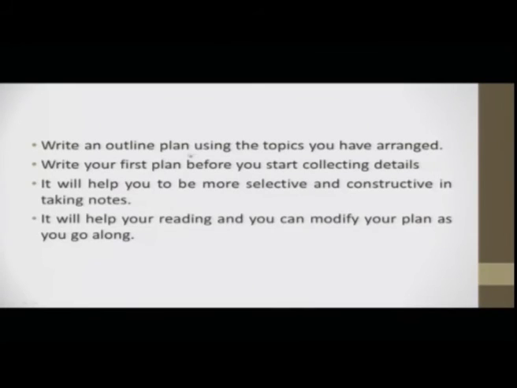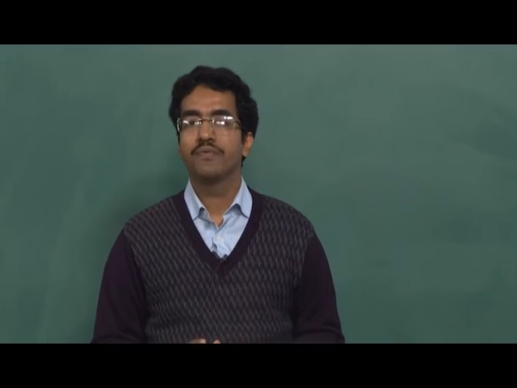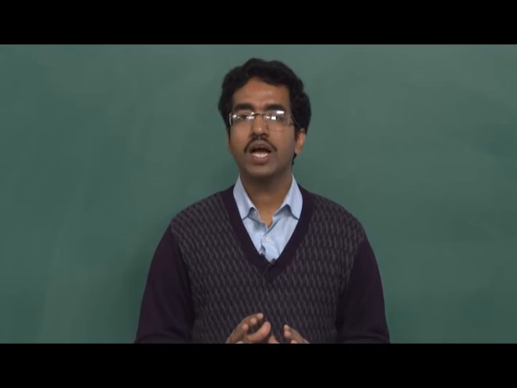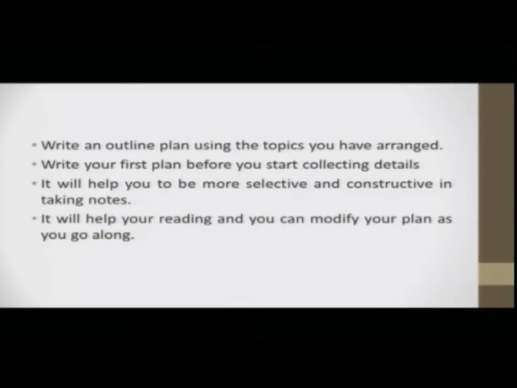Then you write an outline plan using the topics you have arranged. Preparing your first plan is very crucial, because this will help you start collecting details. For example, you have decided to write on main causes of poverty in India, and you have identified four different subsections, say social, political, economic and others.